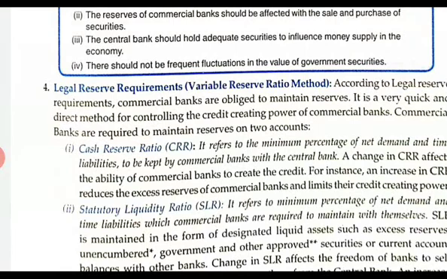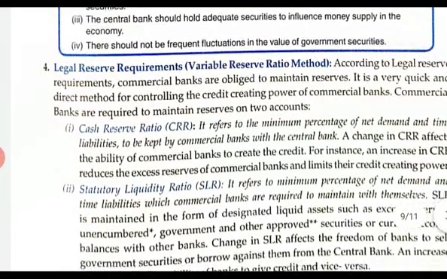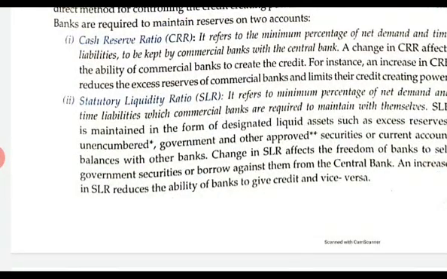SLR is a deposit which the commercial banks have to maintain, but this deposit is in the form of gold, securities, etc. SLR is a minimum percentage of net demand and time liabilities which commercial banks are required to maintain with themselves. Okay, so they will maintain it with themselves. So an increase in SLR happens when there is excess money supply in the economy.